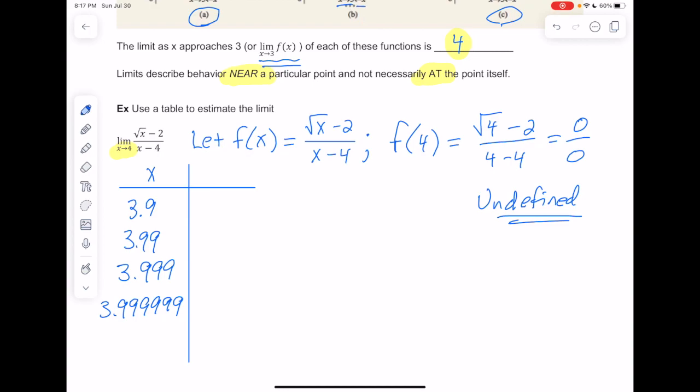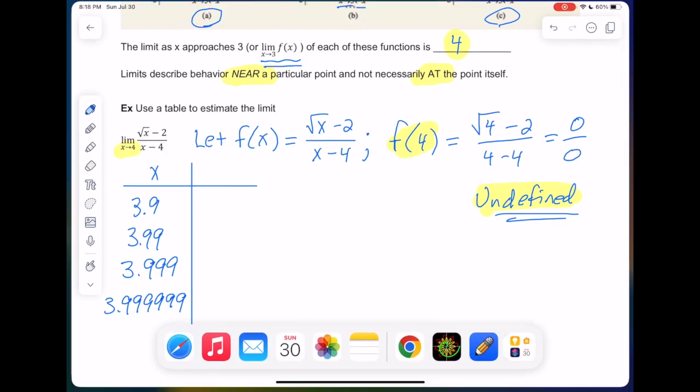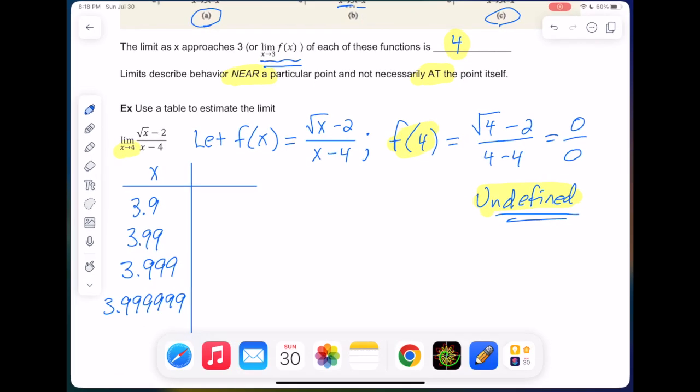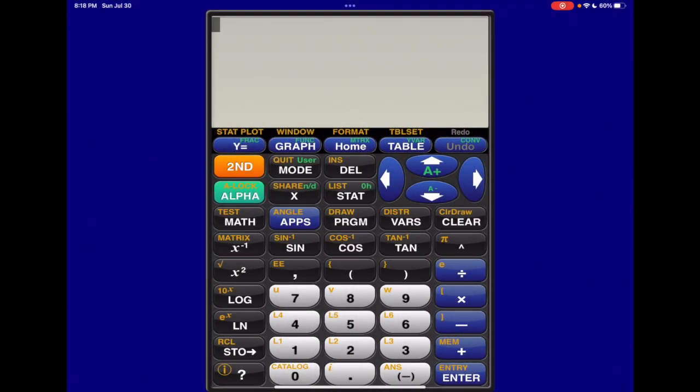So you might wonder, if we want to know the limit at 4, why not just plug in 4? But we already tried that, and when you plug in 4 into this function, it ends up undefined. So we want to find out what it looks like the function's getting close to, even though it's undefined at that point. So how do we do that? We plug into the function. So let's go ahead and switch over to the calculator and play around with that idea.